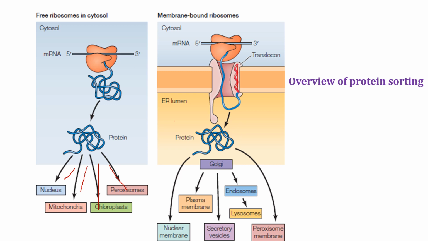Proteins translocated into the ER may either be retained within the ER or be transported to the nuclear membrane, this is a nuclear membrane, not the nucleus. The proteins are transported to the nuclear membrane, plasma membrane, secretory vesicles, endosome, lysosome and peroxisome membrane.